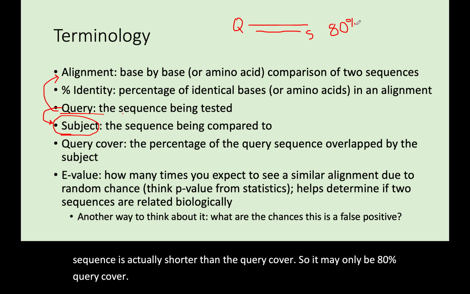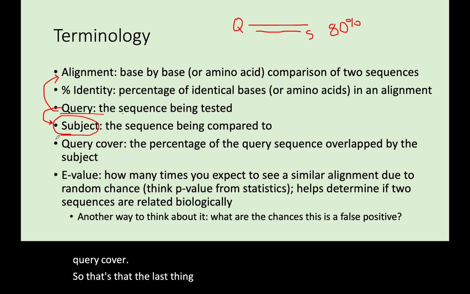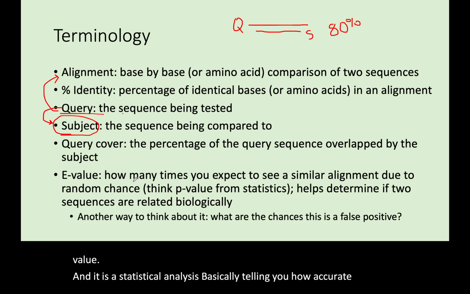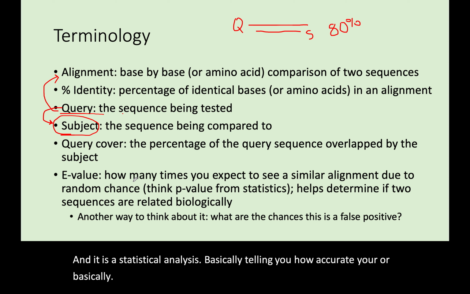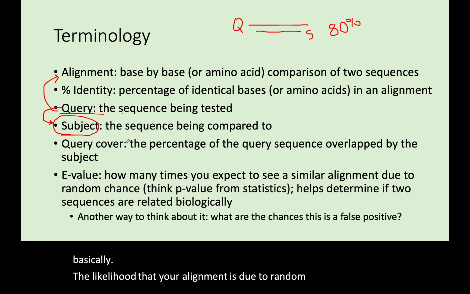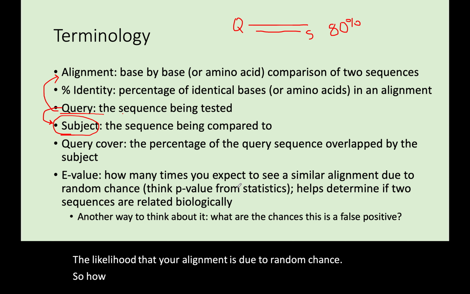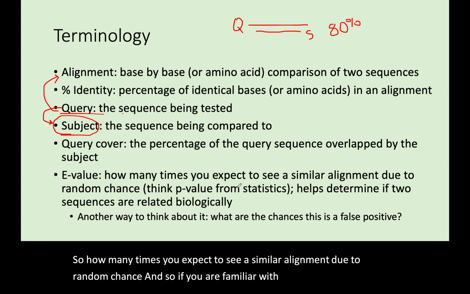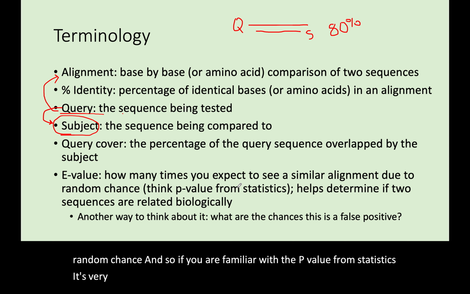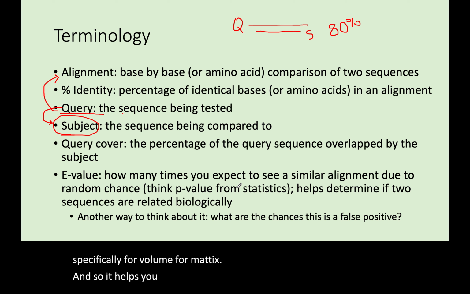Okay, so that's that. The last thing is the e-value. This stands for expect value, and it is a statistical analysis telling you the likelihood that your alignment is due to random chance. So how many times you expect to see a similar alignment due to random chance. If you are familiar with the p-value from statistics, it's very similar, just used in the context of databases, specifically for bioinformatics. It helps you determine if two sequences are related biologically.